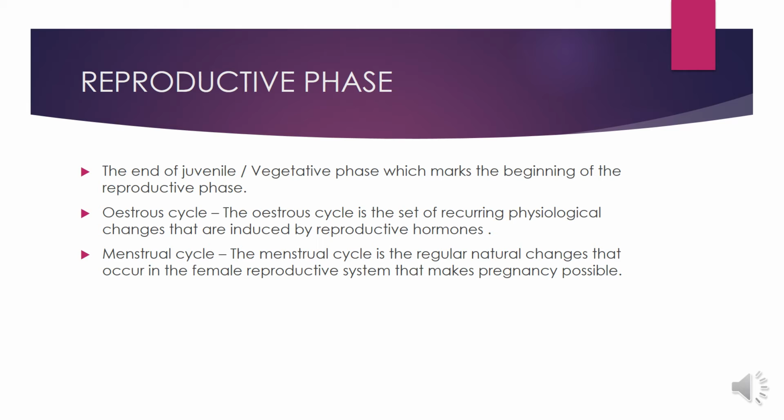What is the estrous cycle? It is the set of recurring physiological changes that are induced by reproductive hormones. It occurs only in non-primates. Menstrual cycle, it is the regular natural changes that occur in the female reproductive system that make pregnancy possible. It occurs in primates.